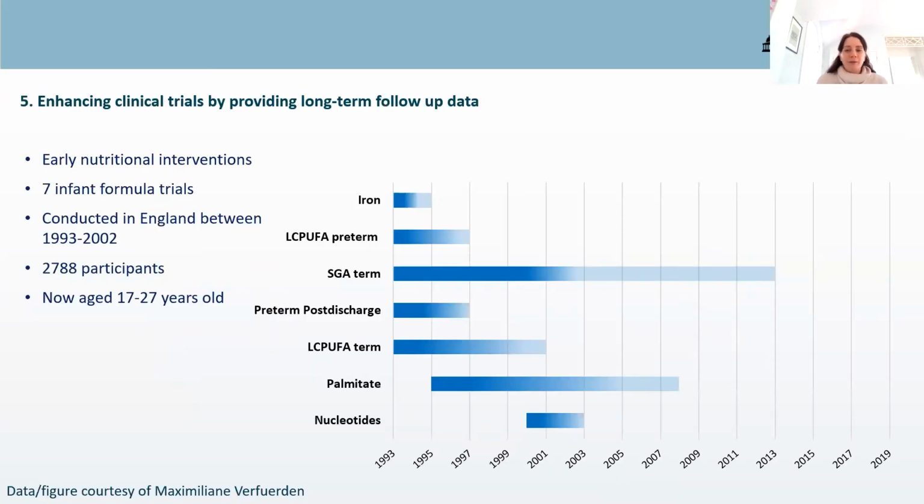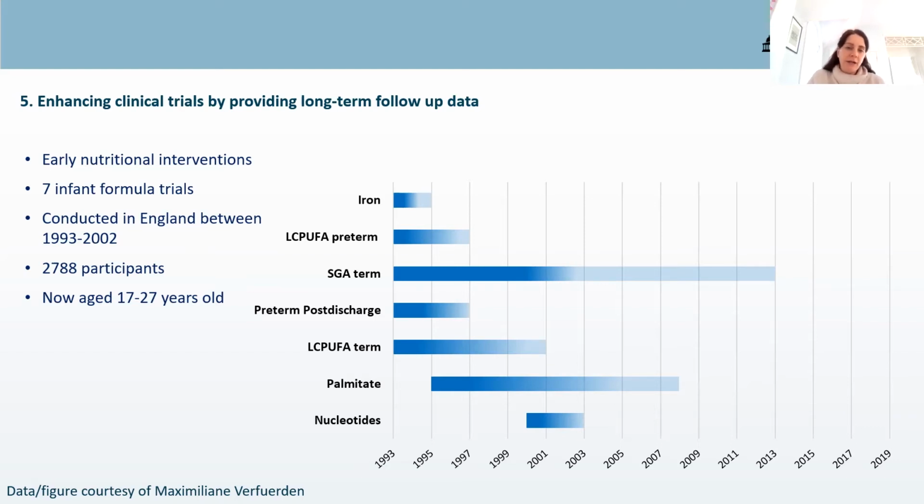And then final example, I've talked about using linked data for observational research, but it can also be used to supplement clinical trial follow-up. This study was recently published by a PhD student in our department, Max Verfurden, who brought together data from 7 trials of infant formula, which were conducted in the 1990s, and linked those trials with up-to-date current administrative data.